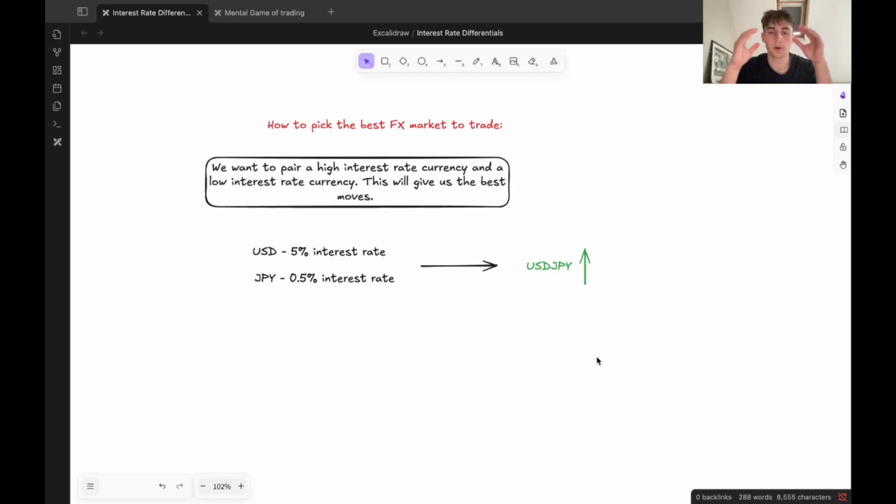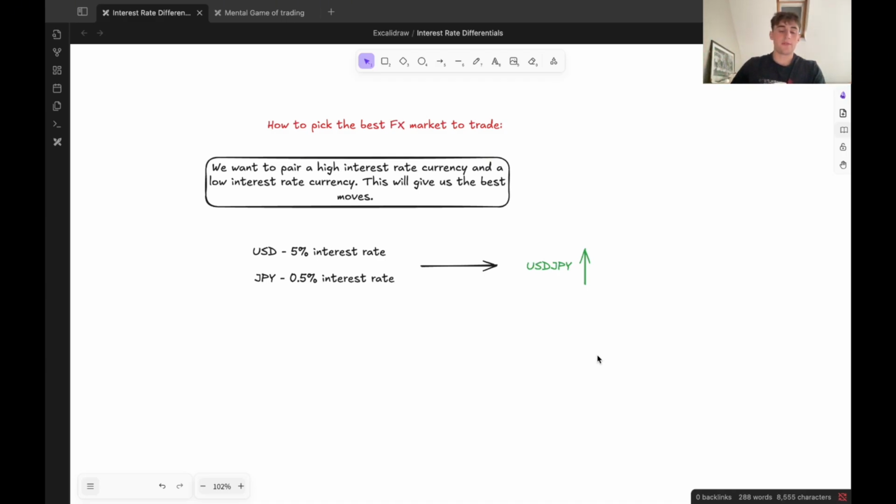Okay, guys, so today I wanted to talk about how we can use interest rates to pick the best Forex market to trade and always be trading inside of a trending market. Okay, so what are interest rates? Interest rates are essentially the reward we get for saving a currency. So investors will look to invest in a currency that has high interest rates. So we can do this and we can pair a high interest rate currency and a low interest rate currency, and we're going to get a very good trending market.